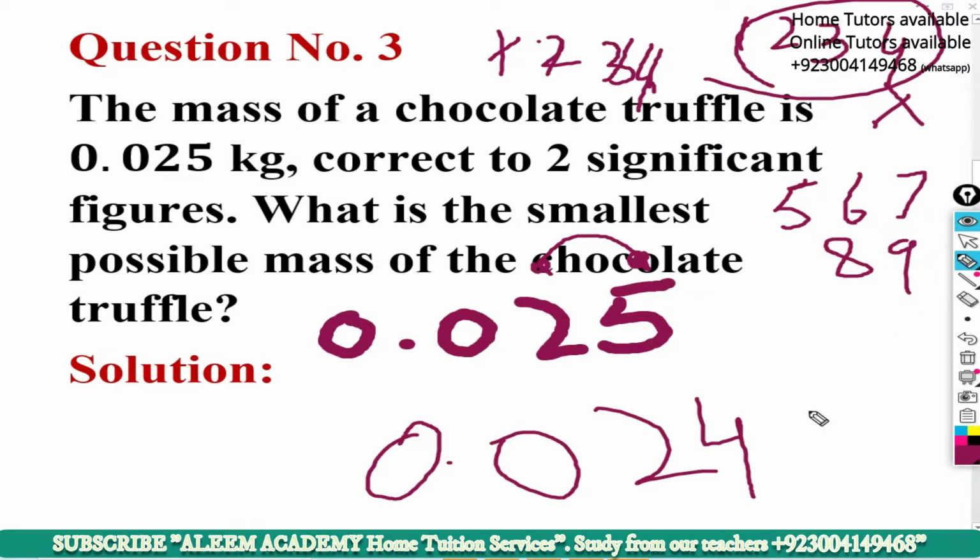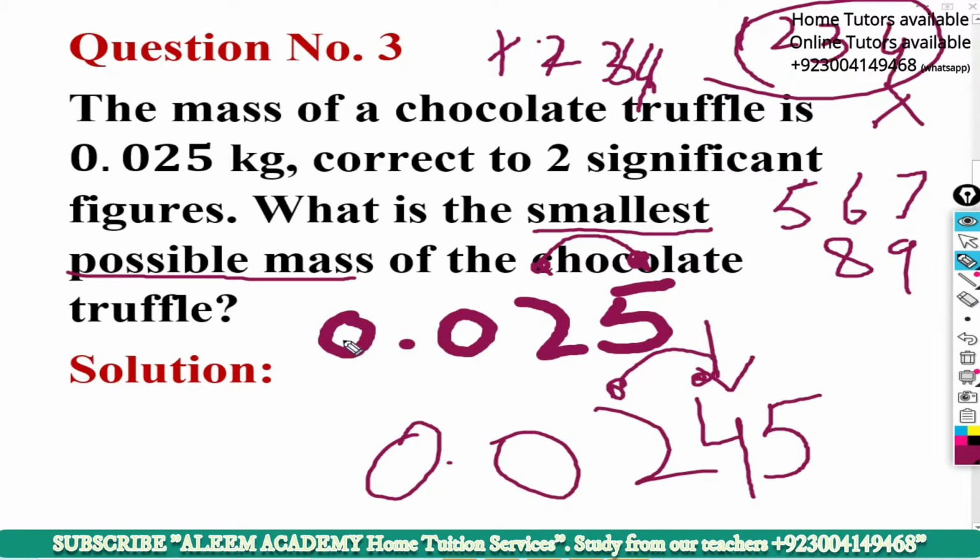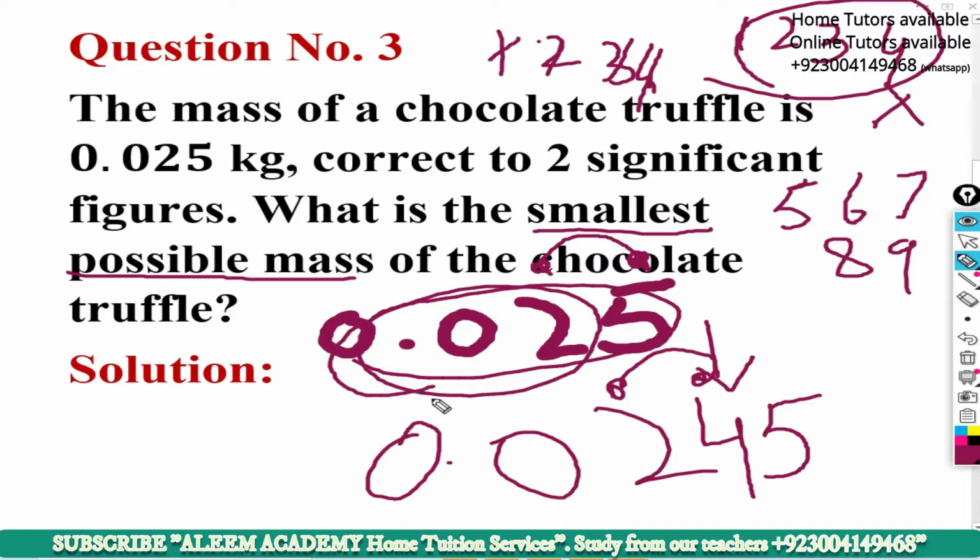Okay, so we have to write the smallest possible mass. Smallest possible mass means that we have to write down the smallest possible number, and the smallest possible number here can only be 5. Now if you round off this number to two significant figures, see what happens. This 5 will disappear and this 4 will become 5, and the answer will be 0.025 as we have written here.